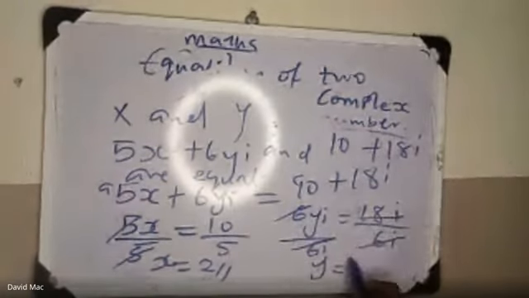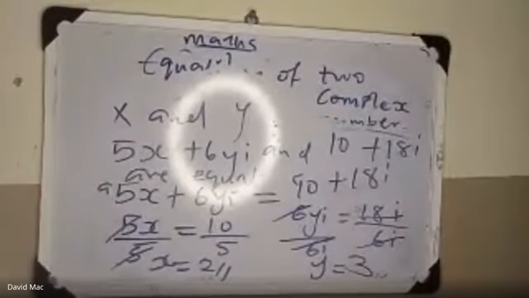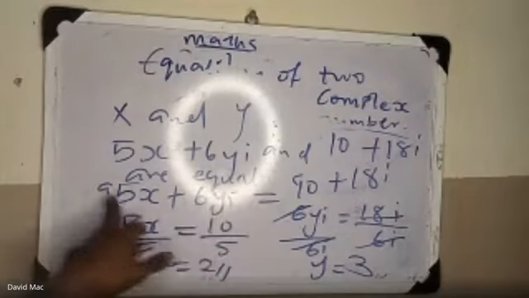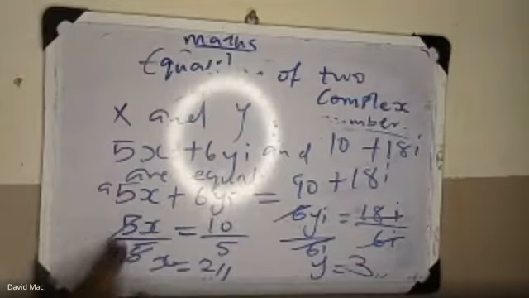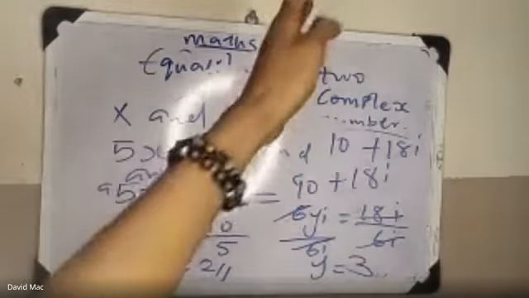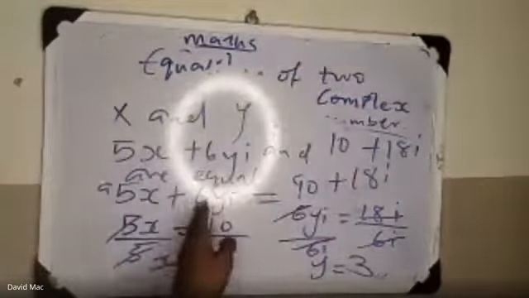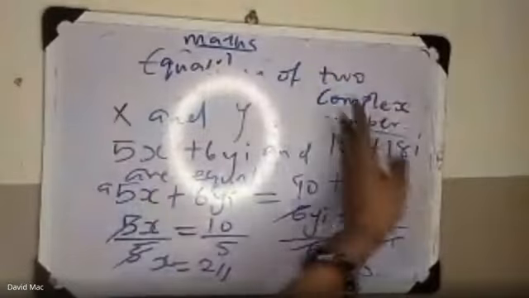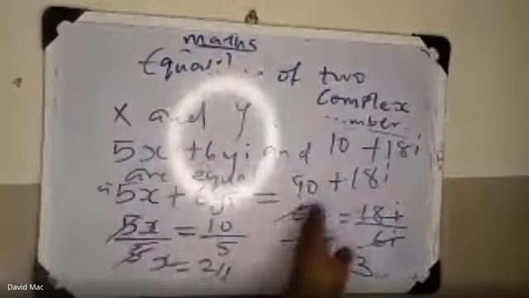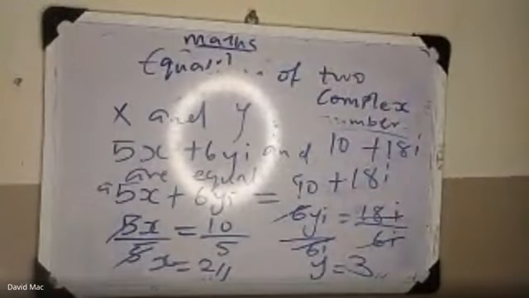This will cancel this, y is equal to what? 3. So y must be 3 in order for what? For your equation, or for your complex numbers, to be equal, because 6 times 3 will give us 18 on the left hand side, and 5 times x is equal to 10. And I told you A must be equal to C and B must be equal to D. This is your A, this is your B, this is your C, this is your D, in order to get an equal complex number.